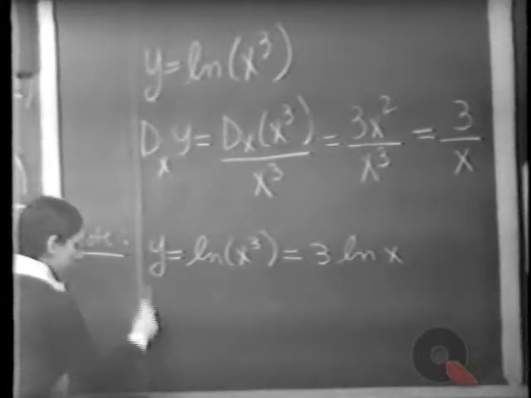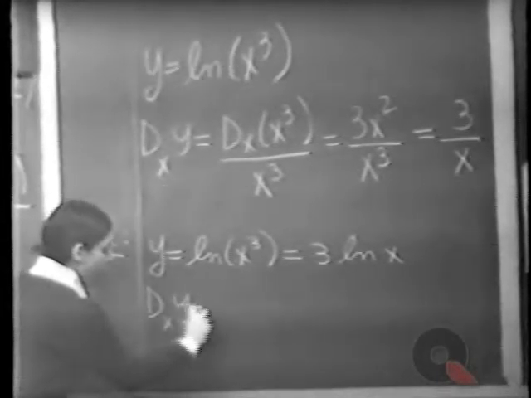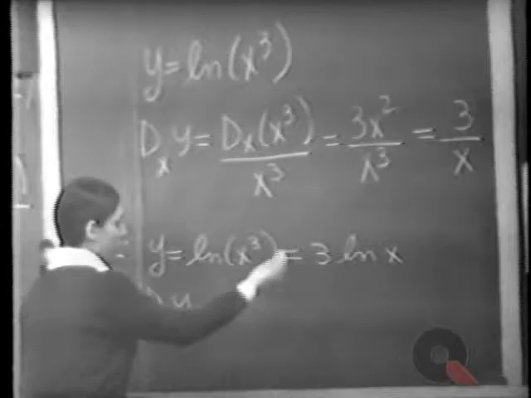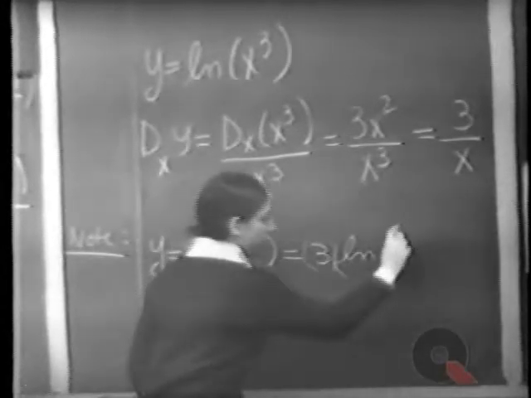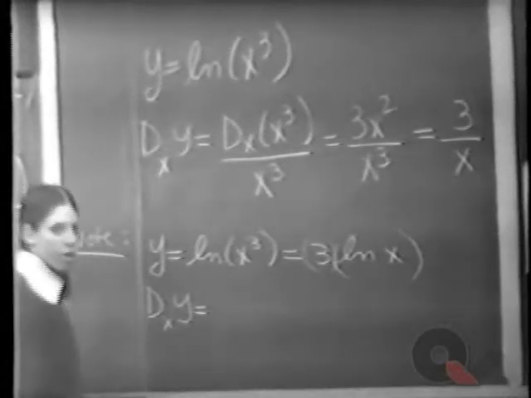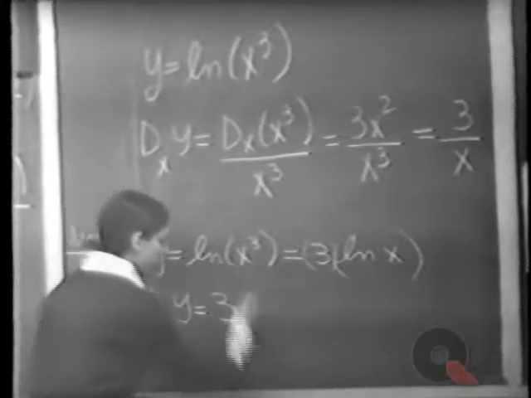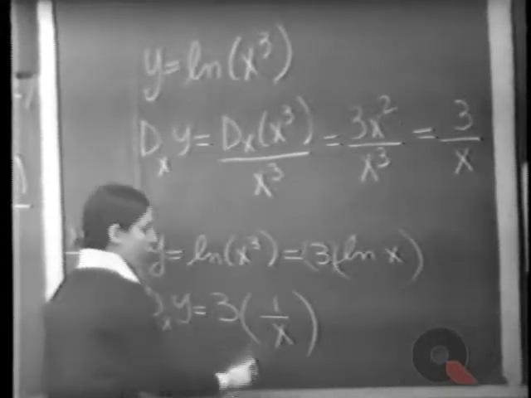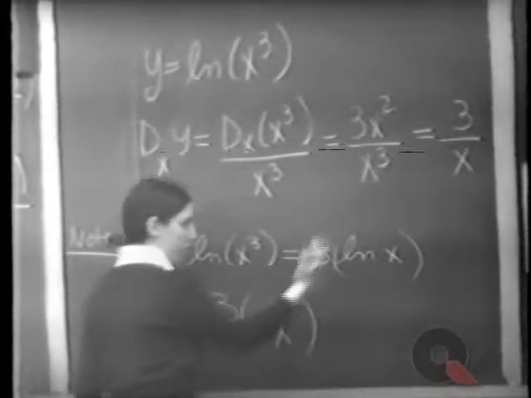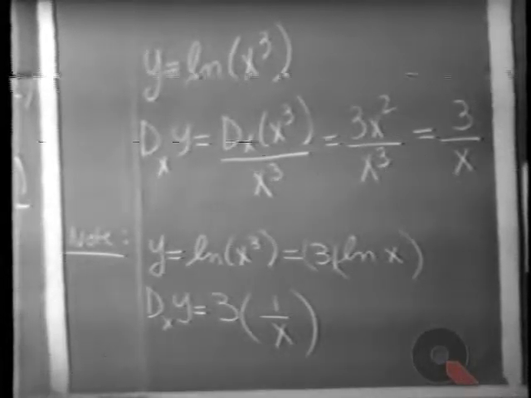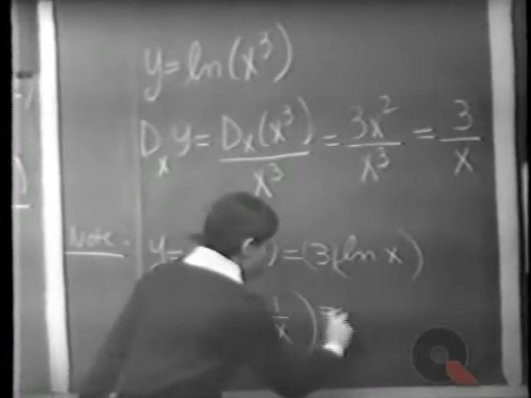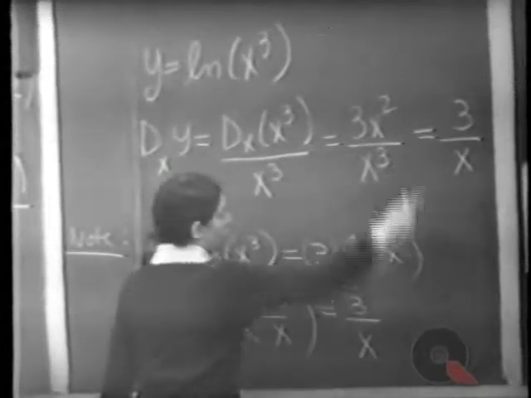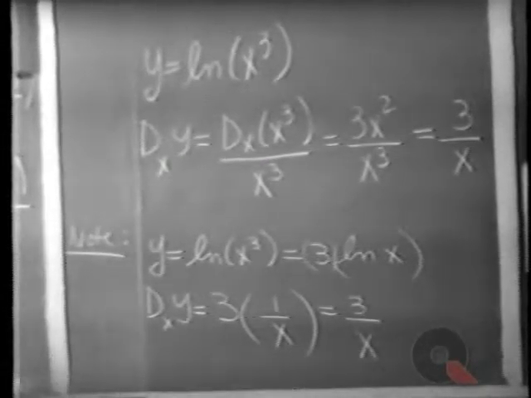If we do that, then the derivative of y with respect to x would be, well, we consider this a product, so it would be 3 times the derivative of the natural log of x, which is 1 over x, plus the natural log of x times the derivative of 3, which would be 0, and of course we get the same answer, 3 over x, that we got over there.